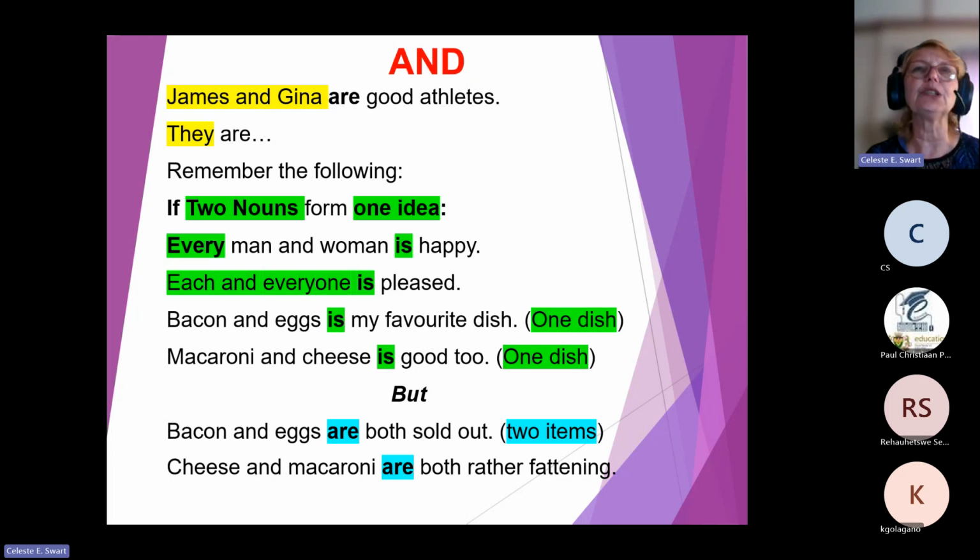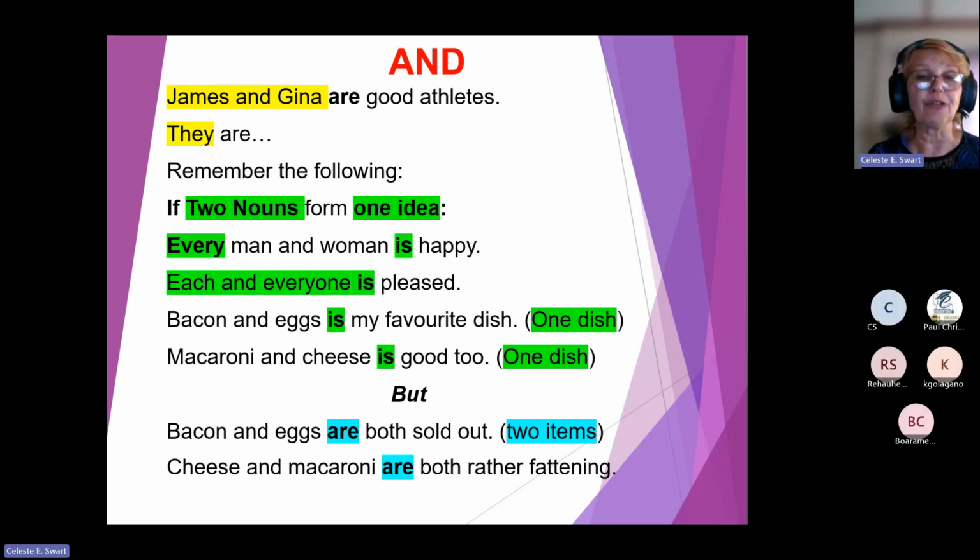It's one dish. But what happens when we look at, say, two items? When we think of buying the individual items to make the bacon and eggs, or macaroni and cheese, then it becomes a little different. But what we've added here is the word "both". And that's going to help you to know that, aha, they're not speaking about the one dish, they're speaking about two different items. So bacon and eggs are both sold out. Cheese and macaroni are both rather fattening. So you see how easy it is to then identify it.